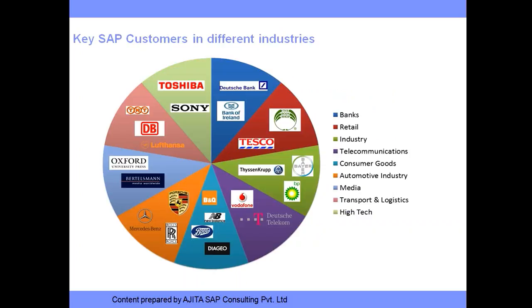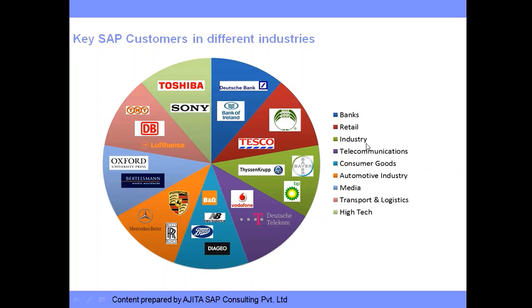Now let us take a look at some key SAP customers in different industries. This is a slide to show you the different verticals or industries that are using SAP. This one is the banking industry. In the banking industry, you will see Deutsche Bank and the Bank of Ireland. This is just an example, there are many more. They are using SAP. In the retail industry, you have The Body Shop, Tesco. They're all using SAP.